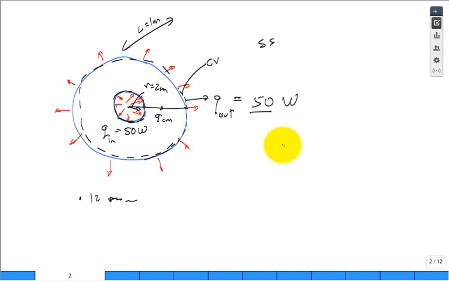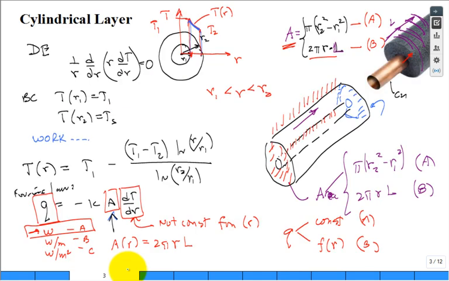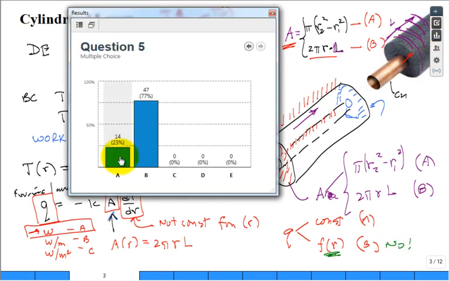Could I have made a smaller control volume and said my control volume is here? 50 in, 50 out. So, is it a function of R? No. No. So now we grade it. And the answer is what? It's a constant. Q is constant. Radial going out. It's just a constant.